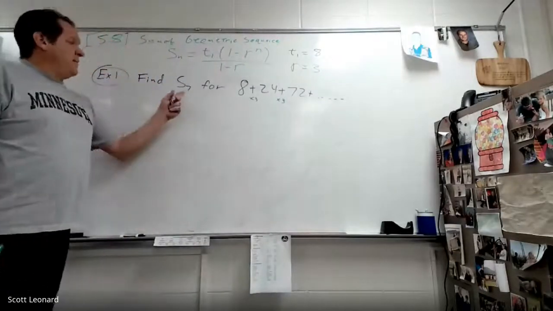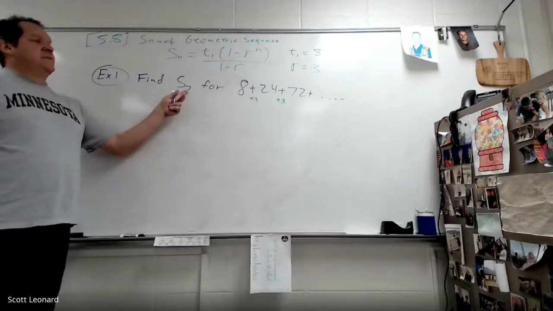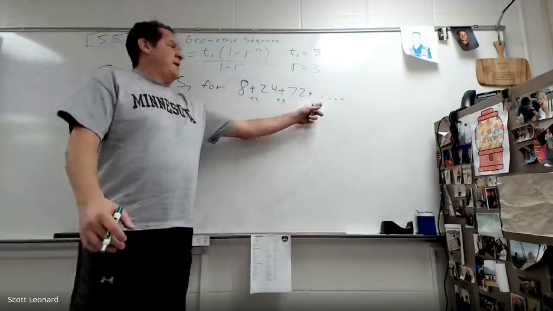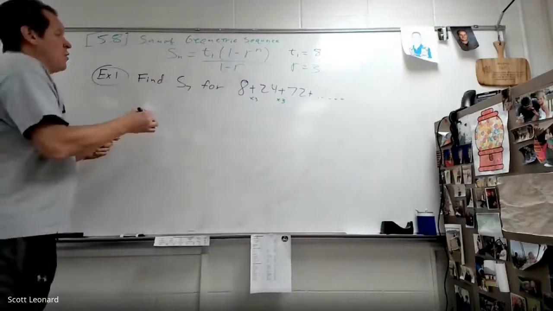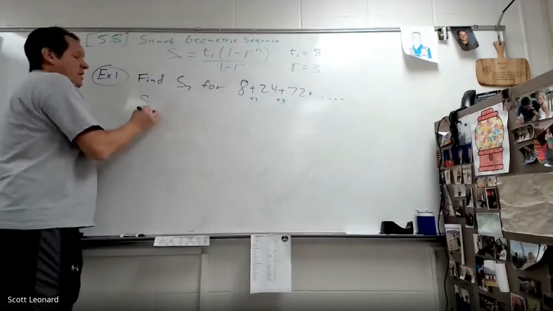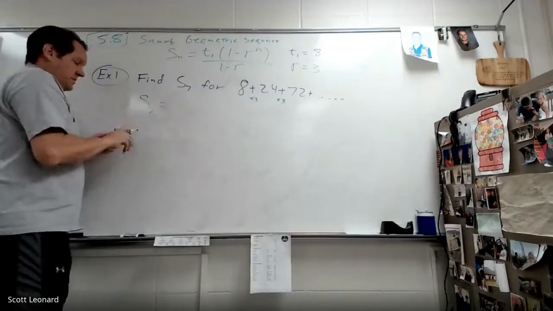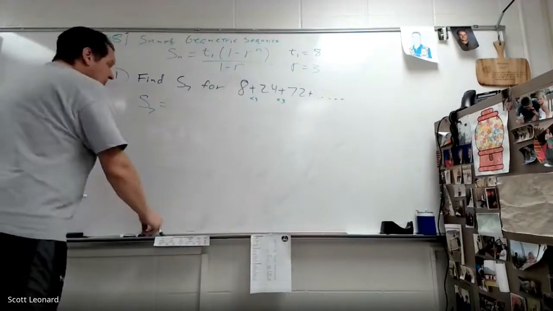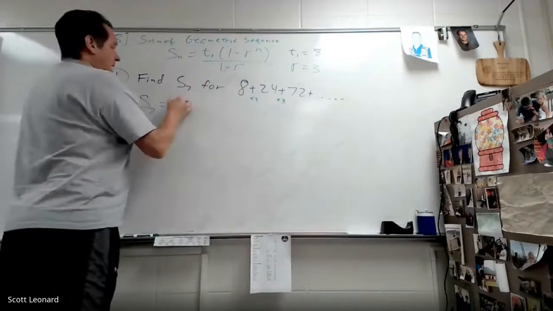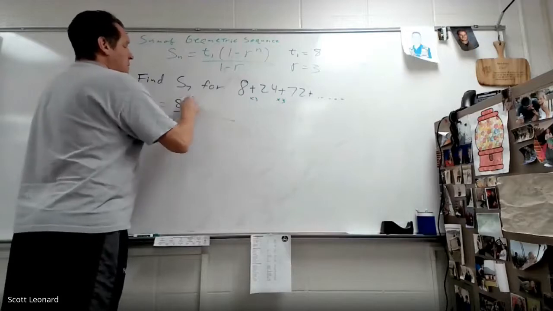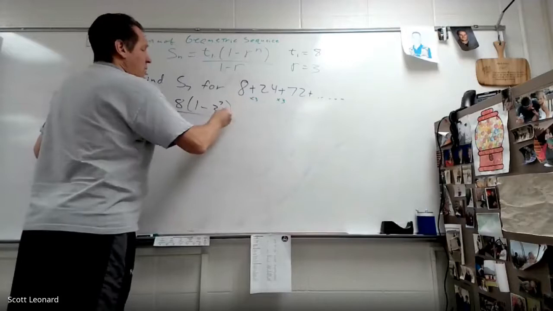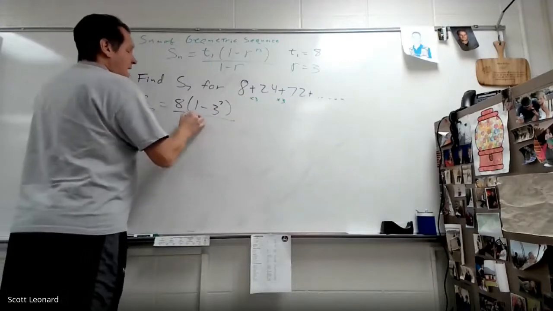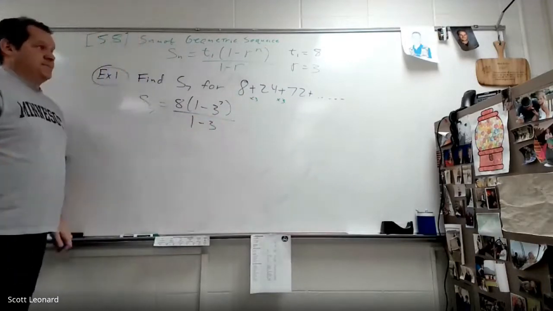This problem I'm going to give you, I want you to find the sum of the first 7 terms. Once again, I don't want you to find the 4th, 5th, 6th, 7th term and add them up. I want you to use this formula. It'll go much faster. We're going to find S of 7 terms. Okay. We will plug them in. 8, first term. 1 minus 3 to the 7th power. Down here, I'm going to have 1 minus 3.